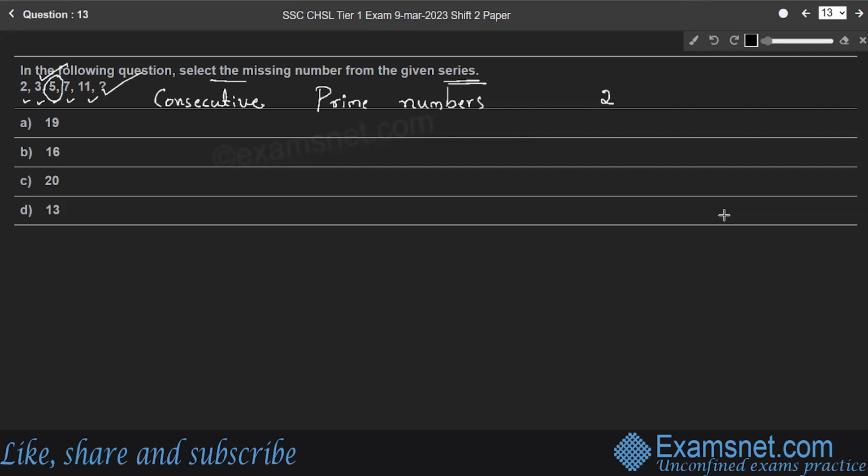Therefore, the last number should be the prime number which is next to 11. After 11, 13 is the prime number. 12 is not a prime number because it is divisible by 1, 2, 3, 4, 6 and 12. So 13 is the prime number after 11. Therefore, option D is the right answer.